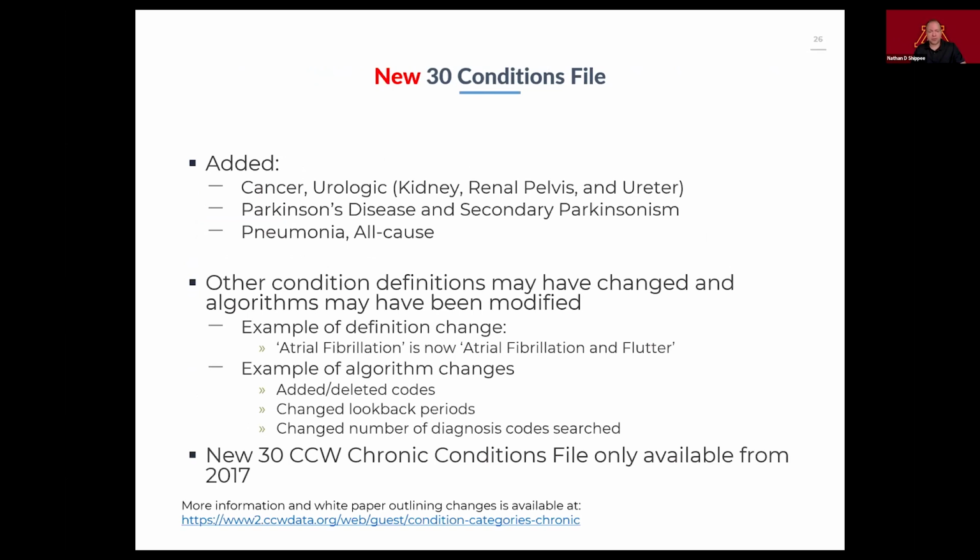And so if you're getting data now, you'll probably see 30 conditions instead of 27. So it's been a slight update. There have been some slight algorithm changes and things like that. An example of changes would be moving from AFib only to AFib and flutter, with some slight changes in the diagnosis codes and so on. Certain cancers, Parkinson's disease, pneumonia, and some other things have been added to get up to these 30 conditions. And again, this is part of the master beneficiary summary file.